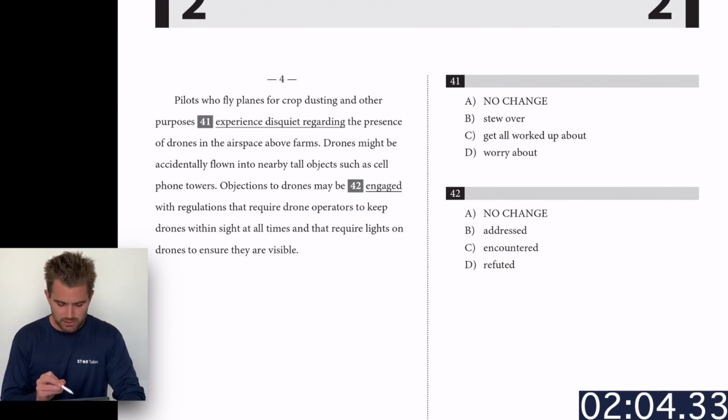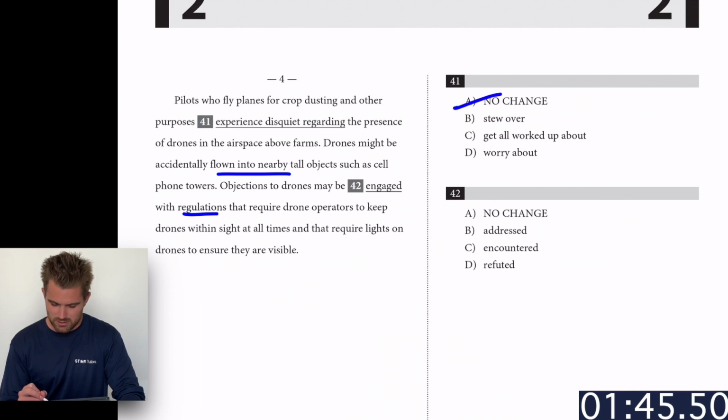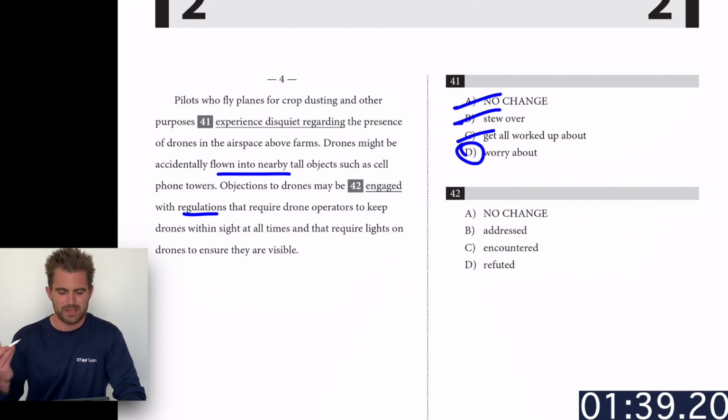Pilots who fly planes for crop dusting and other purposes experience disquiet regarding the presence of drones in the airspace. Regarding drones, they might be accidentally flown into tall objects. Objections to drones may be objections with regulations. So that's about safety. They worry about, it's not experience, this guy, stew over, no, get all worked up about. So B and C are the wrong tone. They worry about, they stew over, they get all worked up about. That's not something you would find typically in the SAT.